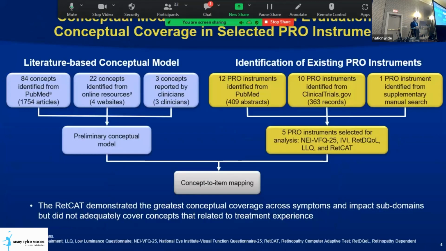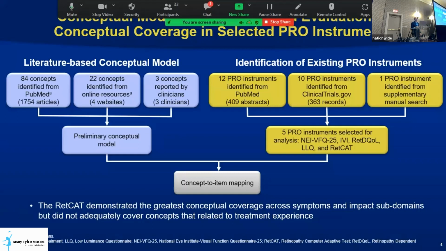So a little bit more detail on the conceptual model development and the evaluation of conceptual coverage of the selected PRO instruments. Looking at the literature-based conceptual model, we identified 84 concepts from PubMed by reviewing 1,754 articles. We identified 22 concepts from online resources. We used four websites, which included patient advocacy organizations, medical organizations, and online forums. And then we identified 3 concepts from the clinician interviews that I mentioned earlier. Putting these all together, we had 106 concepts included in our preliminary conceptual model.